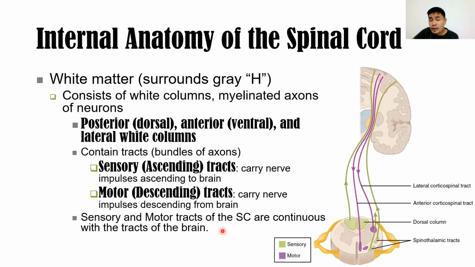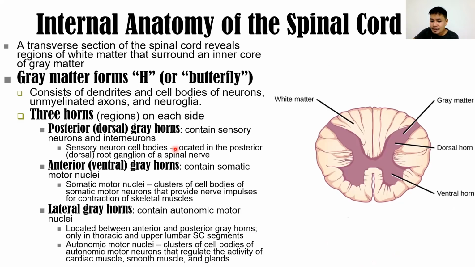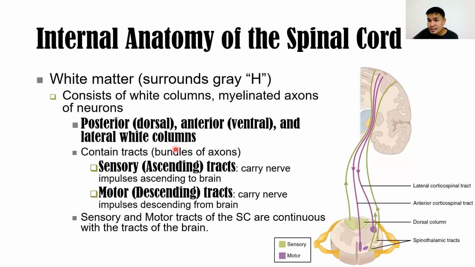How about the white matter? It surrounds the gray H. It consists of white columns, myelinated axons, that's why it is white, of the neurons. So it has posterior, anterior, and lateral white columns. Gray horn, white columns. It contains tracts, bundles of axons, because it's located in the central nervous system, the spinal cord. So we call them your tracts.